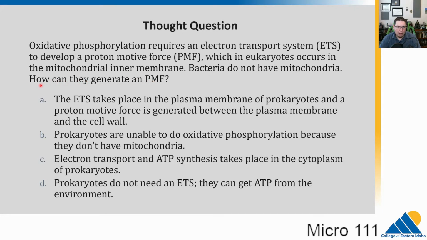So, A, the electron transport system takes place in the plasma membrane of prokaryotes, and the proton motive force is generated between the plasma membrane and the cell wall. B, prokaryotes are unable to do oxidative phosphorylation because they don't have mitochondria. C, electron transport and ATP synthase take place in the cytoplasm of prokaryotes. Or D, prokaryotes do not need an electron transport system. They get ATP from their environment. Okay, so go ahead and think about this one.